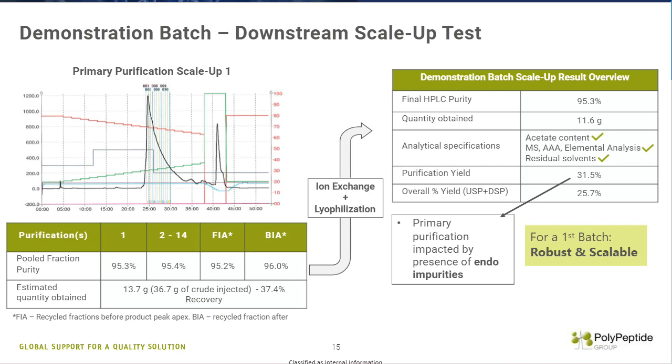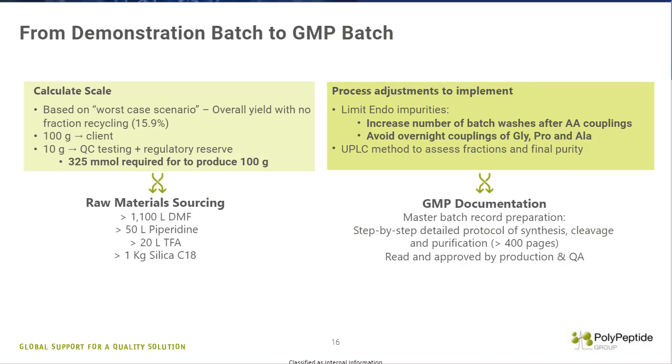So for us, in terms of the development, so in terms of the demonstration batch, we had a process that worked, that was robust and scalable, and that we were happy with. But there were one or two adjustments we would have to make in order to go to the GMP batch scale. So moving forward with this, moving from the demonstration batch to the GMP batch, we have to perform a few different optimizations and also calculations.